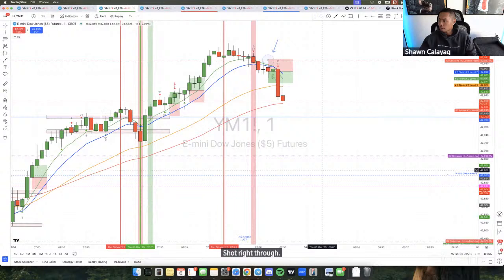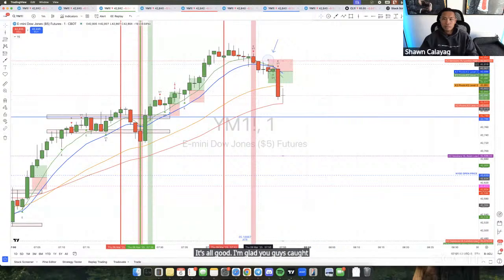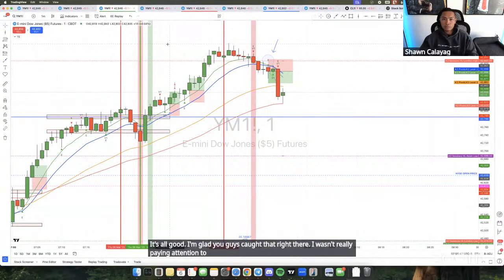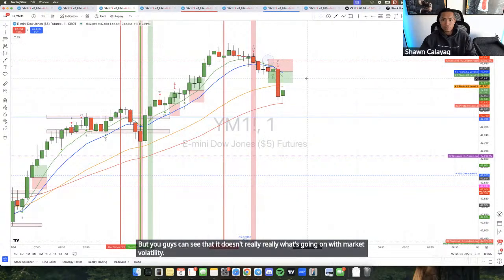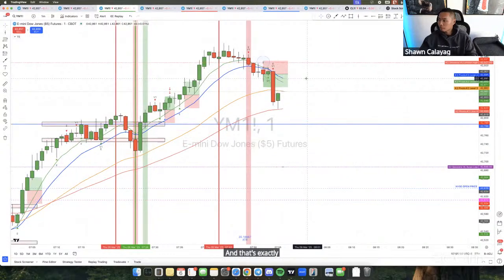Nice. Kyle caught it too, and CJ caught it. Man, I should have caught it too. It's all good. I'm glad you guys caught that right there. I wasn't really paying attention to it because the volatility was too low. But you guys can see that it doesn't really matter what's going on with market volatility. If the entry comes up, it's usually going to hit regardless. And that's exactly what happened here.